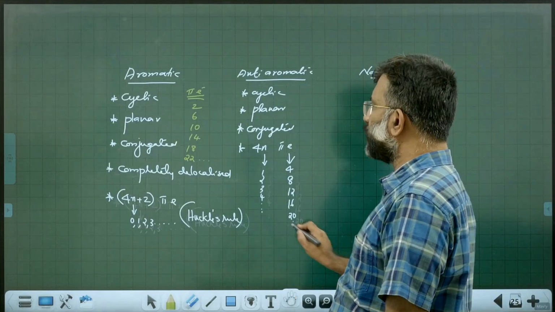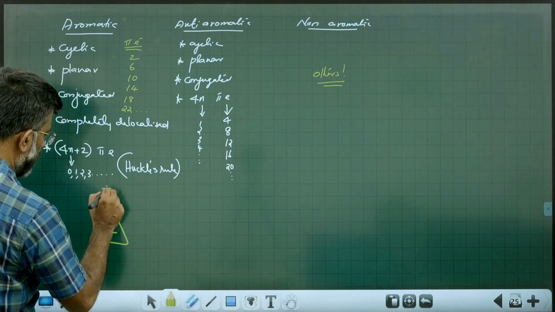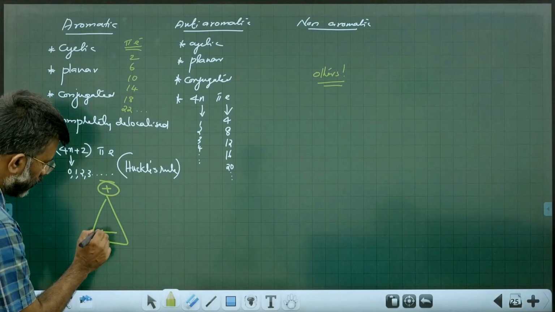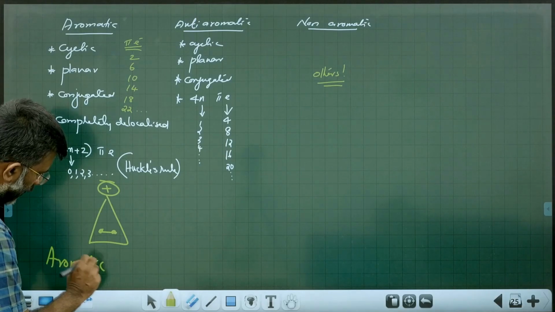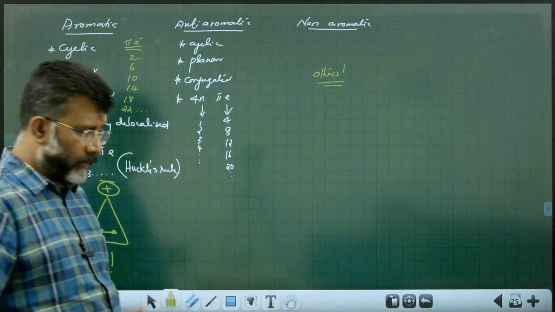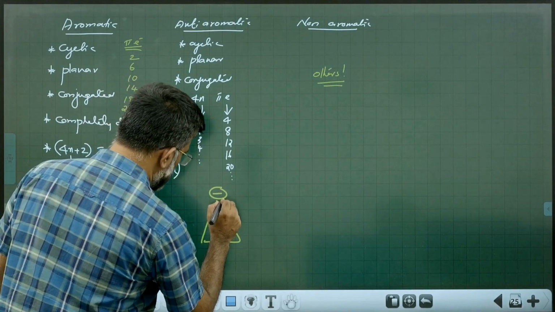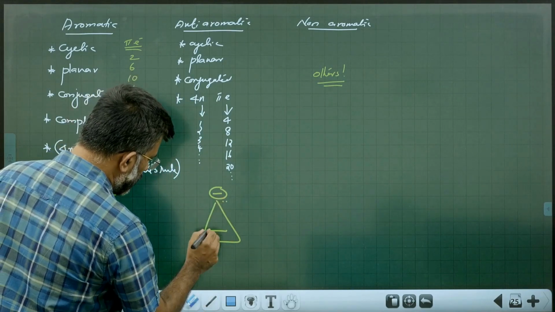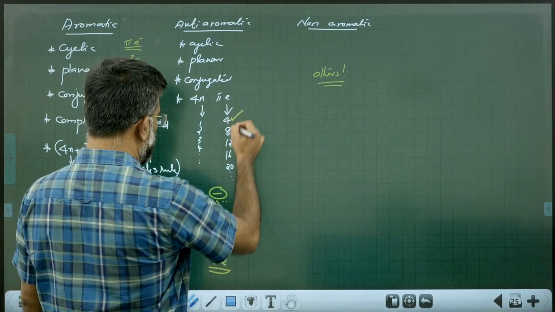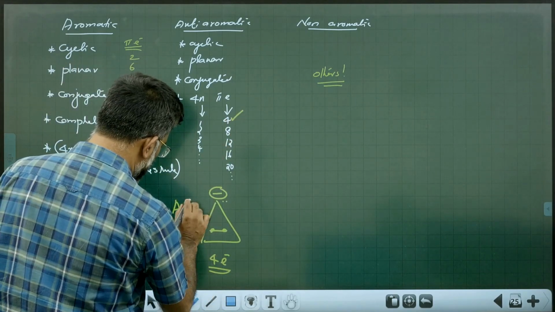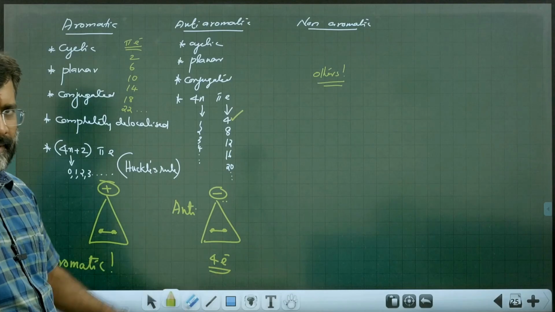For example, if you take a system like this, with a positive center, you can see there are 2 pi electrons. You can say it is aromatic in nature. Meanwhile, if you take a system like this, where there is a minus charge, meaning there is a pair of electrons here and 2 electrons here, it is a 4 electron system, and that turns anti-aromatic. So this is aromatic, this is anti-aromatic.